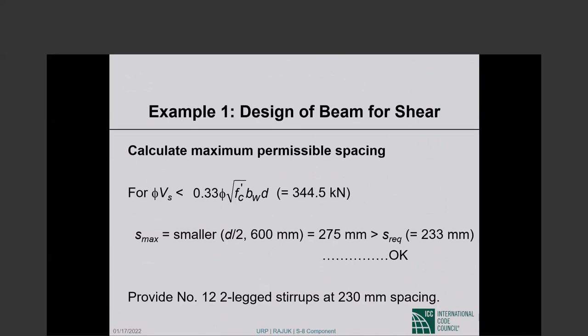So 233 is the required spacing. What is the maximum permissible spacing? Our shear is lower than 4 square root of f sub c prime. So our maximum spacing is 1/2 of d, or 600 millimeters. 1/2 of d is 275 millimeters. Remember, d is 550. And that is larger than the number we calculated, 233 millimeters. So this number is smaller than the maximum spacing, so we can go with that number. So we will provide 12 millimeter two-legged stirrups at 230 millimeter spacing.